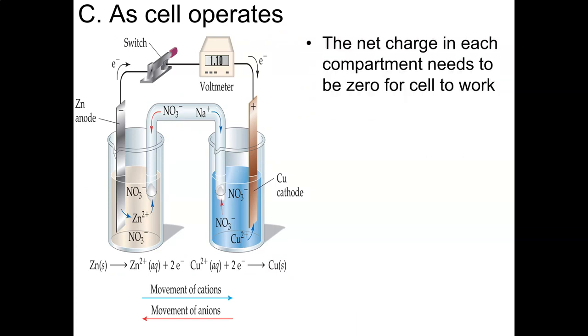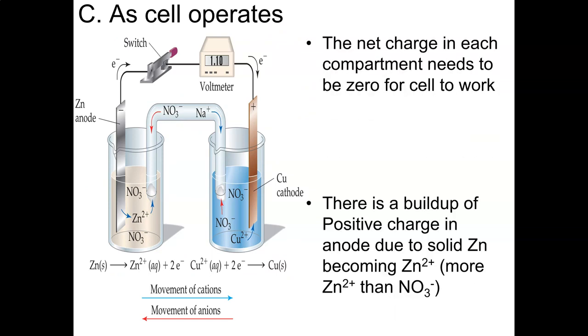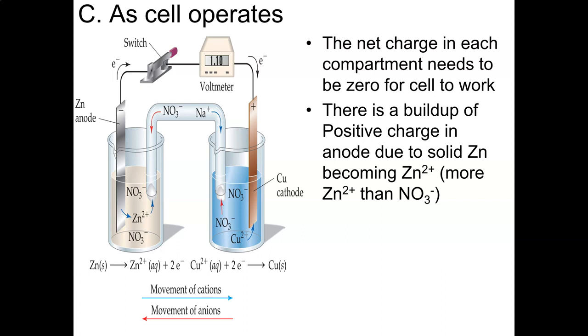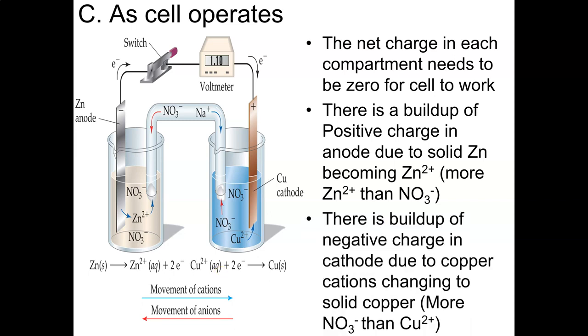Then as a cell operates, the net charge in each compartment needs to be 0. We already talked about that. There's a buildup of positive charge in the anode due to solid zinc becoming zinc ions. And then more zinc plus the nitrate is there, so you have to balance that out by adding more nitrates. So these are all stuff we talked about. And then, of course, you have the other part, which is the buildup of negative charge in the cathode due to copper cations changing to solid copper. So how do you balance that out? By adding more sodium.